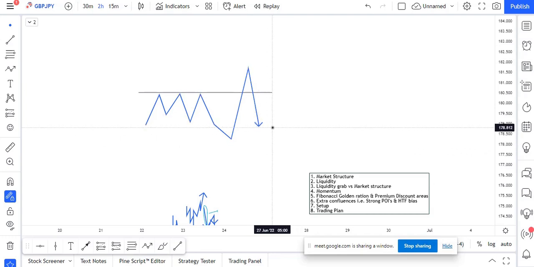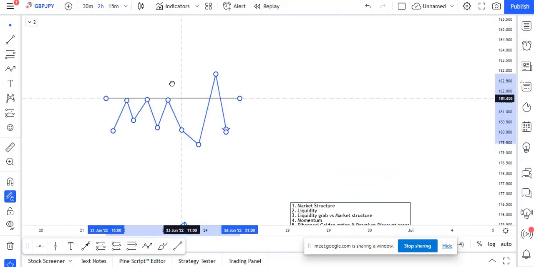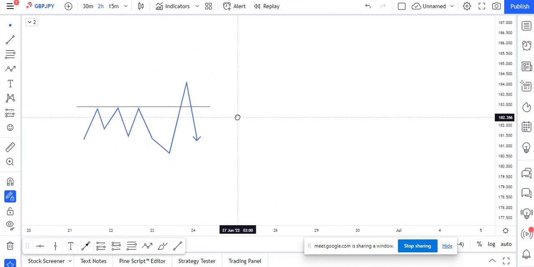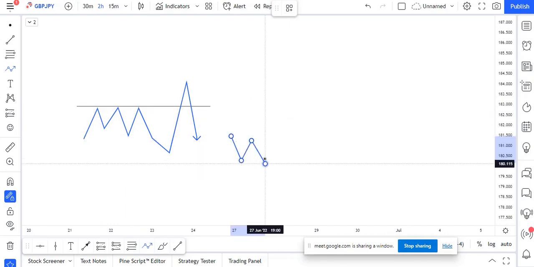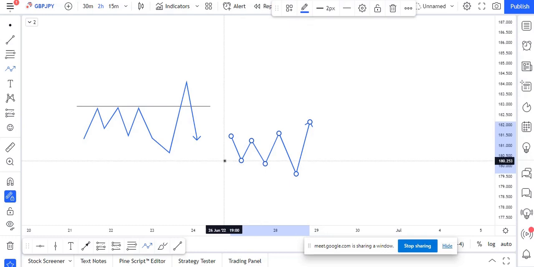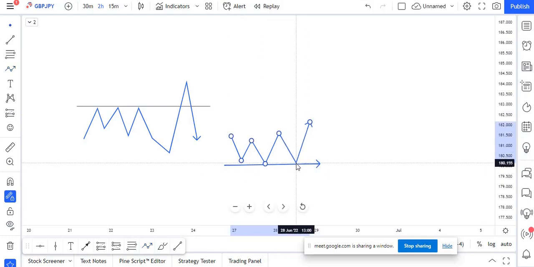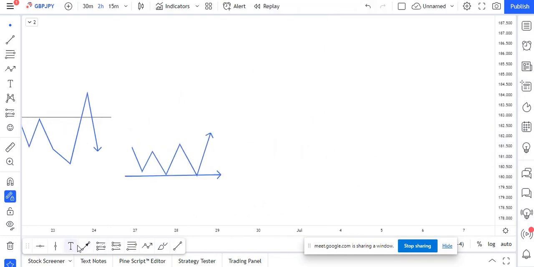So you might just understand that this is liquidity in a simple way. Where liquidity is present more is this resistance. Same thing with support: right here, the liquidity is present below this support. Where else is liquidity present?